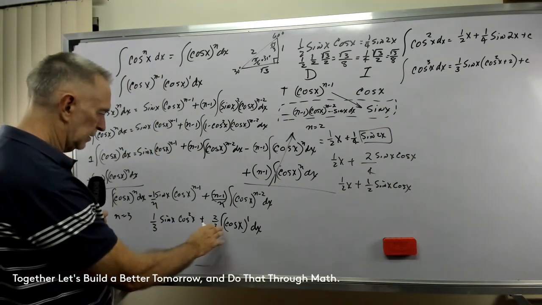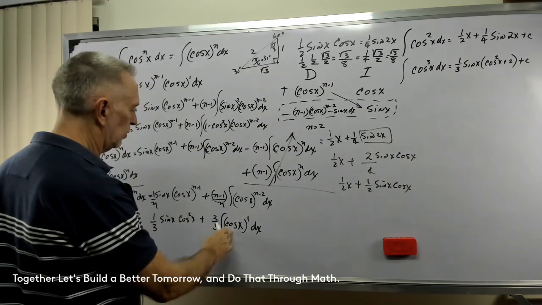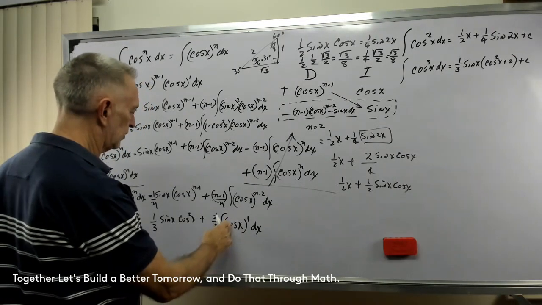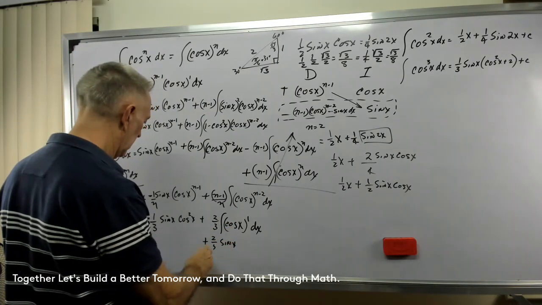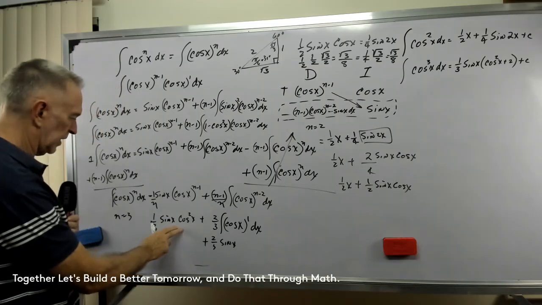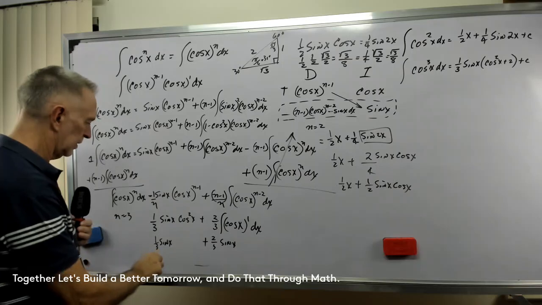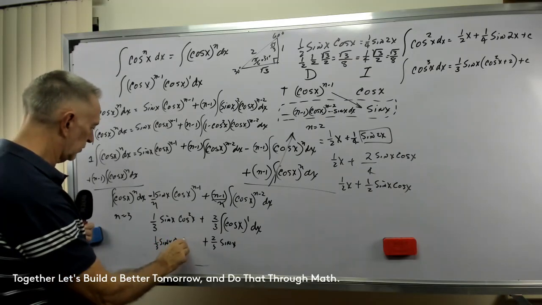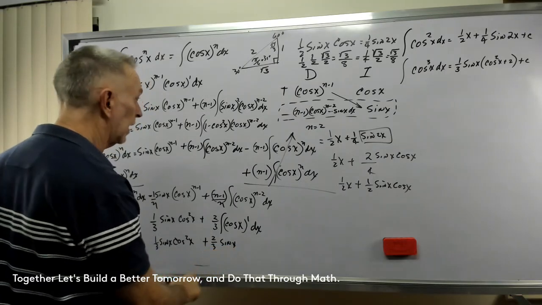Okay, integral, we'll solve the integral here. Integral of cosine, derivative is minus, and the integral is positive sine x. All right, now what do we got here? 1/3 sine x cosine squared x plus 2/3 sine x.